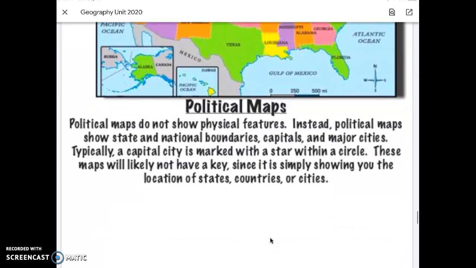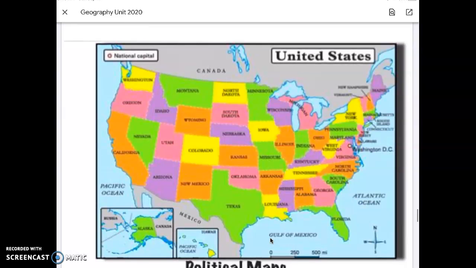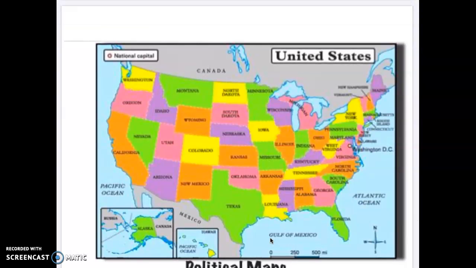So when we look at this, there's not a lot of data that we can collect in regards to spatial patterns, but we can see the locations of these areas and their boundaries and compare them to other areas, maybe the size of different states. We could look at direction.